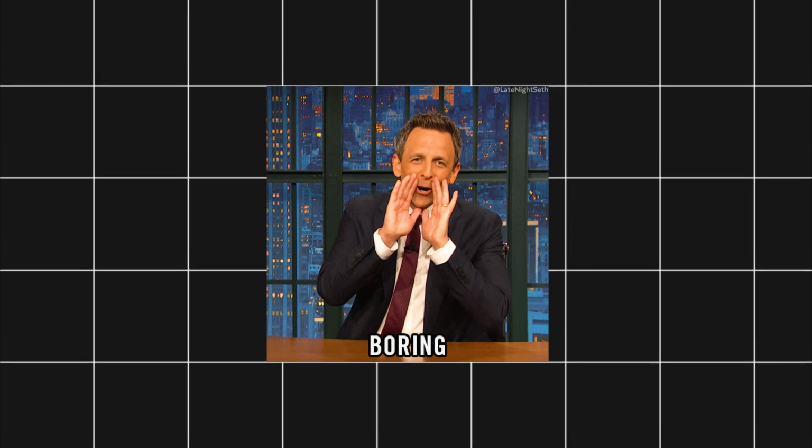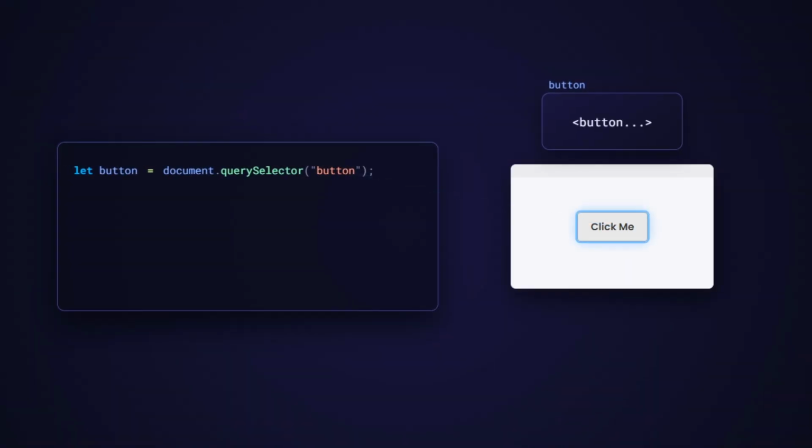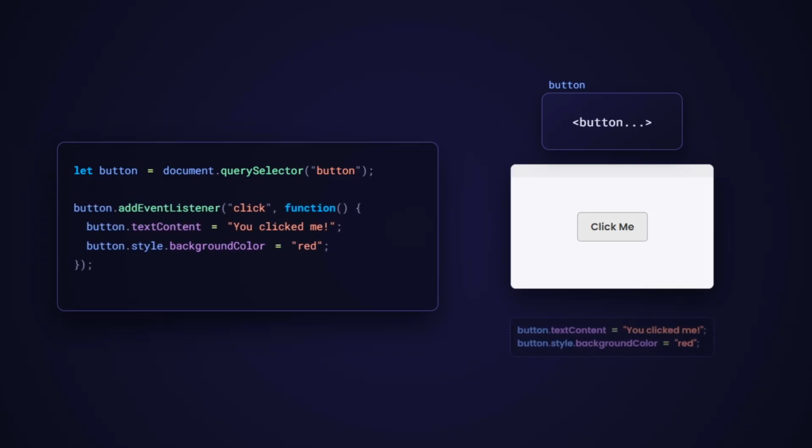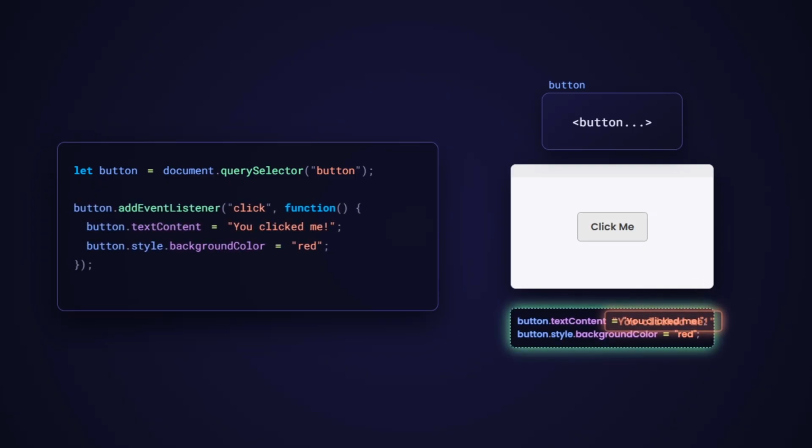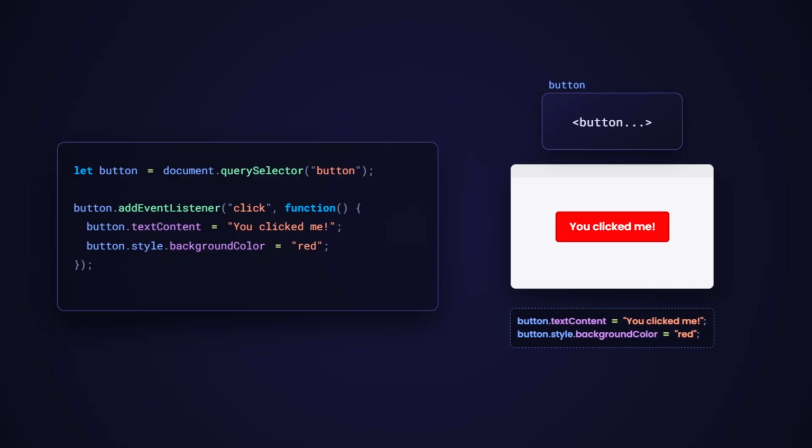But that's boring because it only happens once. What if something happens when the user clicks? First, I find the button and store it in a box called button. Then, addEventListener('click', function) means when someone clicks this button, run the code inside these curly braces. Inside that code, the button's text changes to "you clicked me," and its background color turns red.